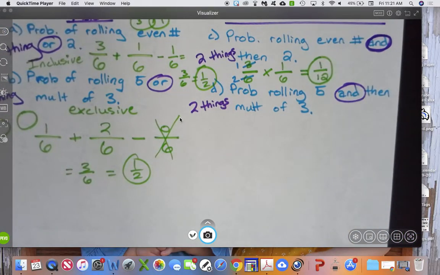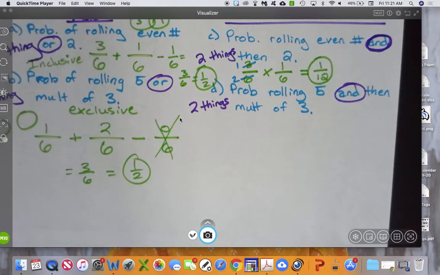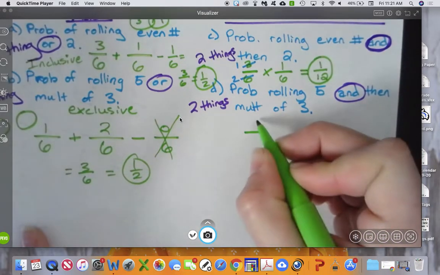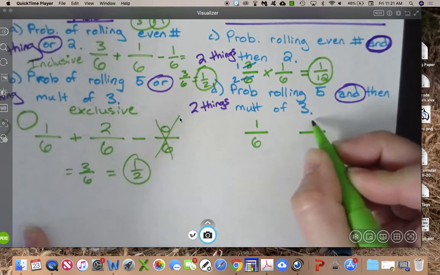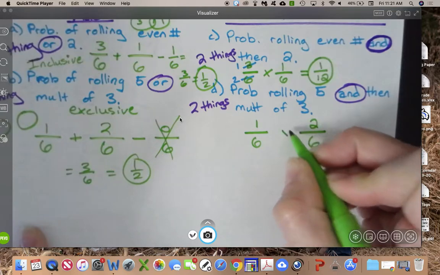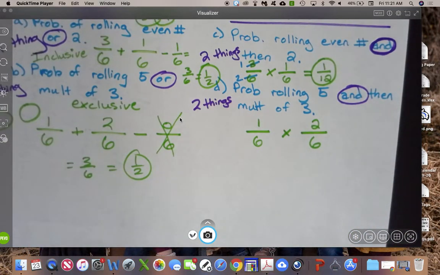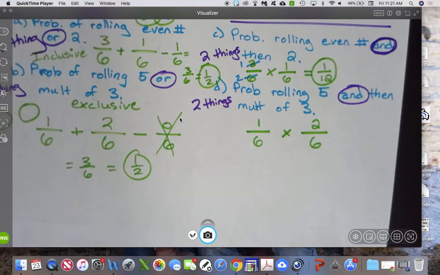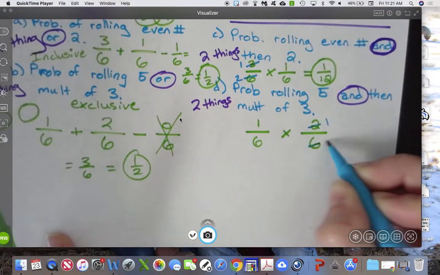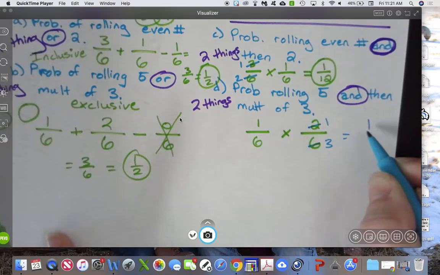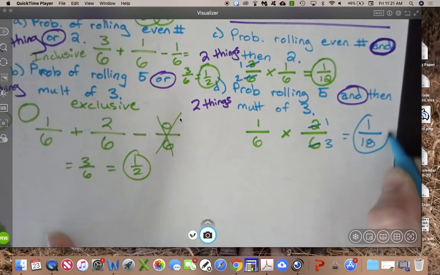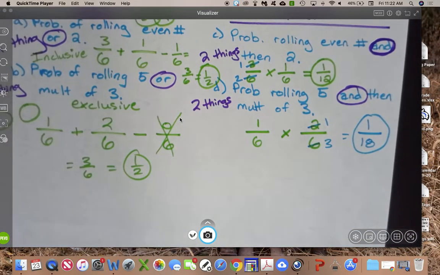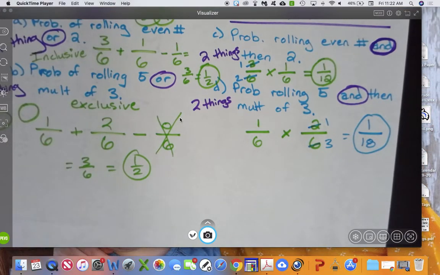Okay, now, probability of rolling a 5 and then a multiple of 3. So 5 is 1 out of 6. Multiples of 3, we said there was 2 out of 6. We're multiplying those together because we're doing 2 things. We're rolling the dice twice. Okay? So 2 out of 6 is really 1/3, and that becomes 1 over 18 as my answer. Yeah? Okay, so if I jam a whole bunch of problems together and give you some ands and ors, you can kind of sort them out.